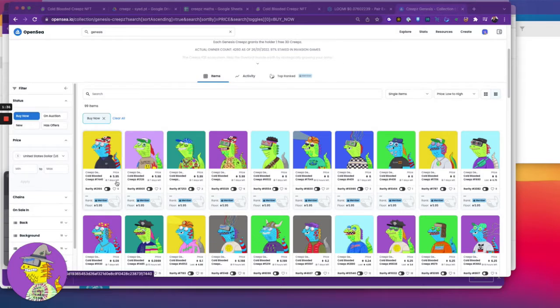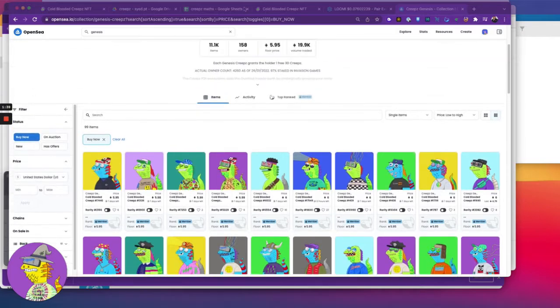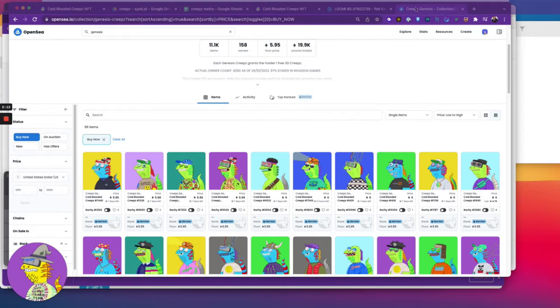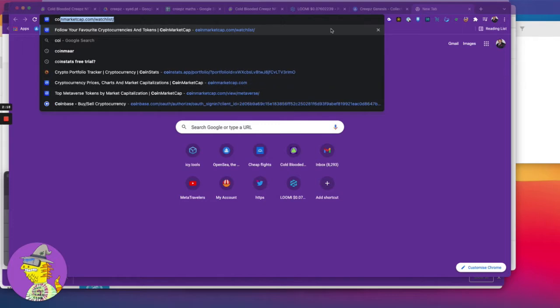That's actually good, because a blue generates more money than a green one. So let's do it with green Genesis, and then we have the blue Genesis, a yellow Genesis, a gray Genesis, and a purple Genesis. Okay, so these are the ones we can get, and the price for the green and the blue at the moment we can pick up for 5.95, 5.98.